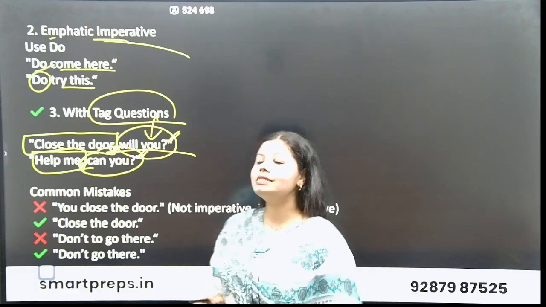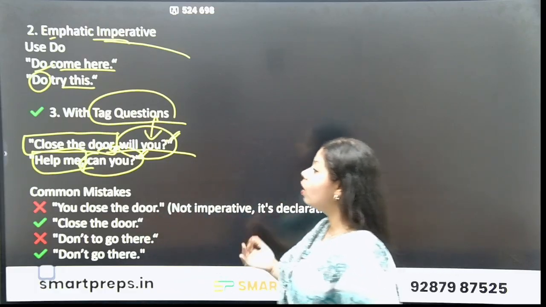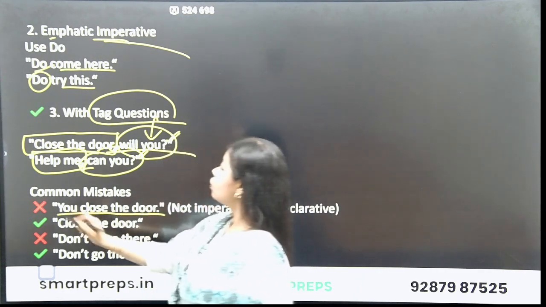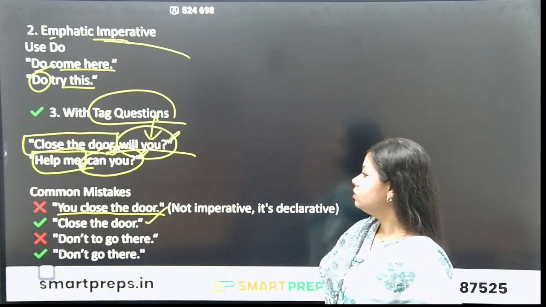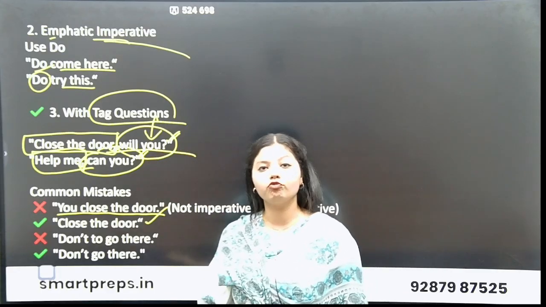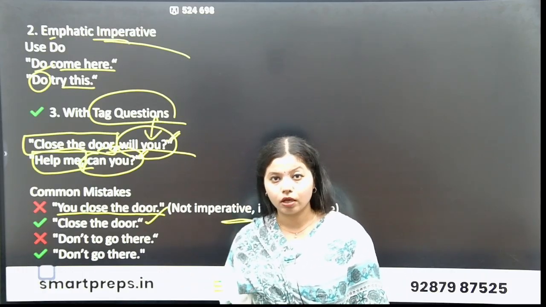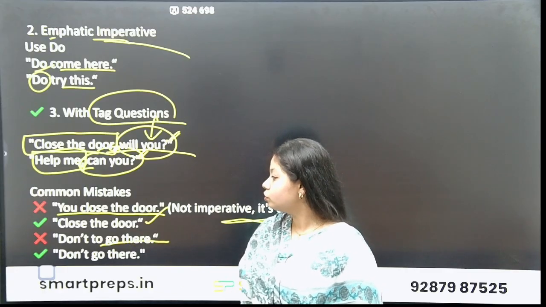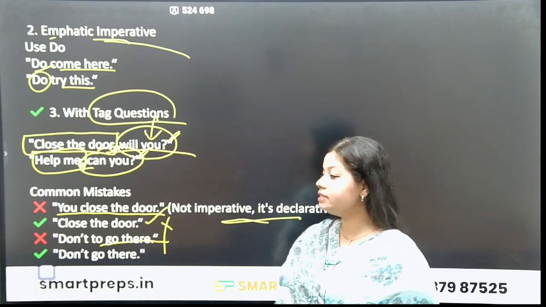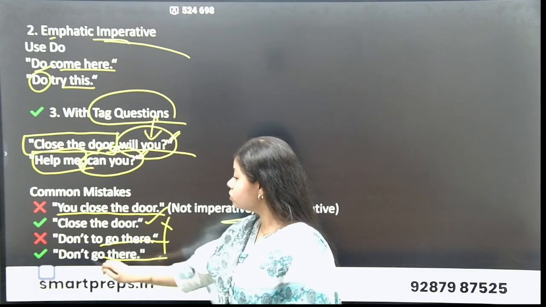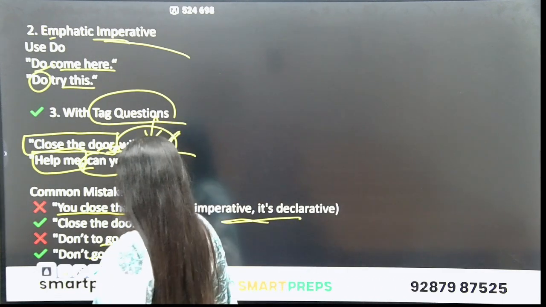Now let's understand, in exams we commonly make some mistakes regarding this imperative sentence. Let's understand what the mistakes are. The mistake is, "You closed the door." It is wrong. The right sentence is what? Close the door. Whenever we are putting a subject in the sentence, it will be wrong. So not imperative, it's declarative, whenever we are declaring something. Clear? Now "Don't to go there" is a grammatically wrong sentence. So what to do? "Don't go there" is the correct sentence. So these are some common mistakes we frequently make.